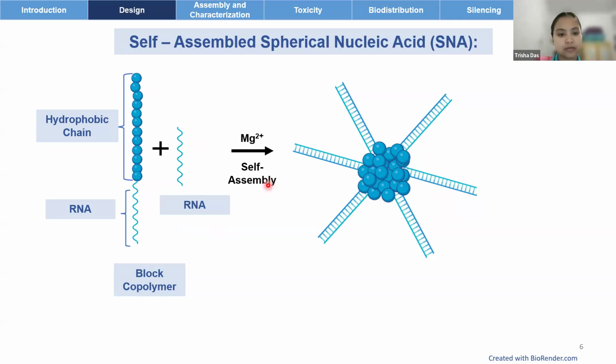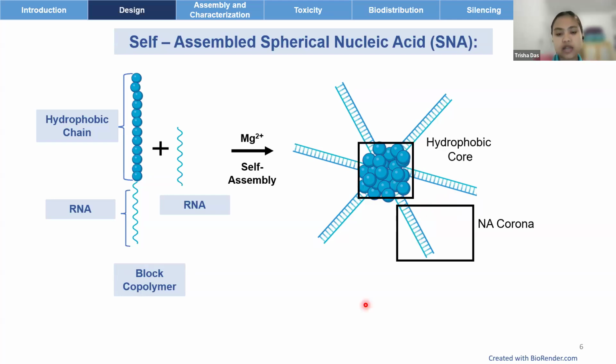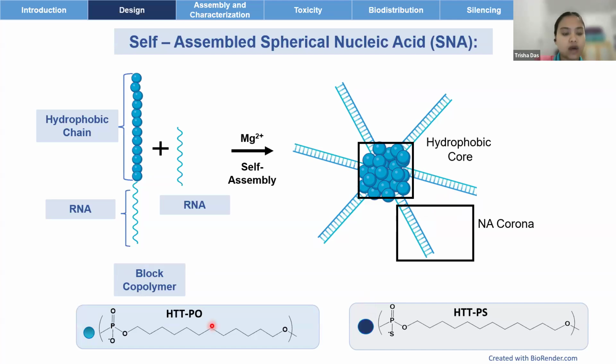This can then be assembled into structures where we have the hydrophobic core on the inside and the RNA on the outside. For my studies, we have a nucleic acid corona and a hydrophobic core. We'll have essentially two kinds of cores: in one case, the normal backbone, and in the other, we replace one of the oxygens with sulfur. These are the two structures I'm mostly focusing on for my talk.